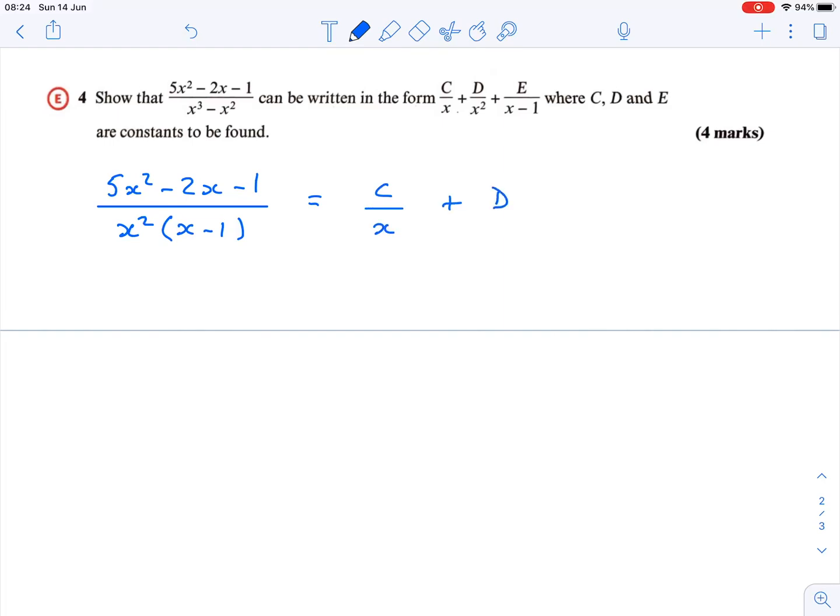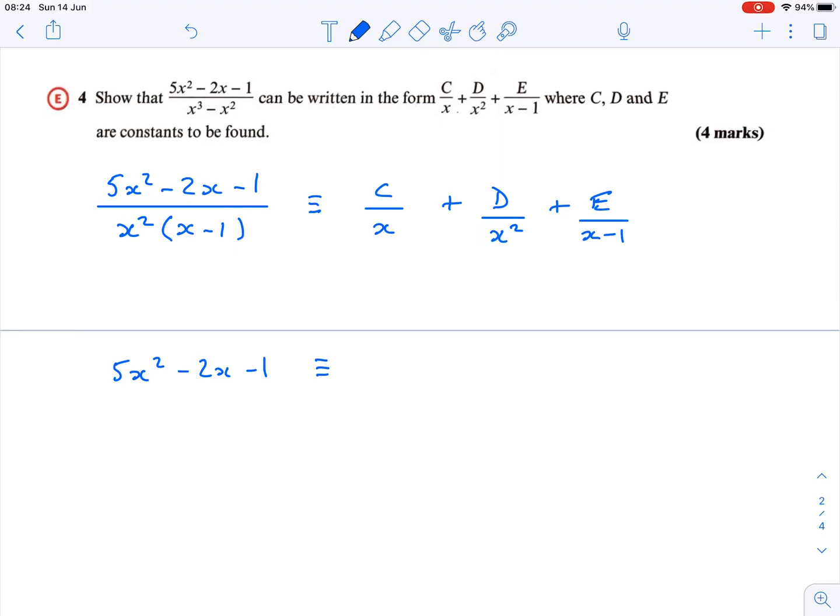And that's going to be equal to c over x plus d over x squared plus e over x minus 1. Same again. We're going to write 5x squared minus 2x minus 1 as an identity. Now what are we going to have in the numerator? Because the denominator we know will be the same on both sides.